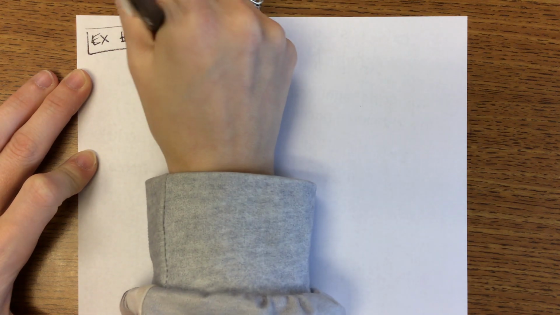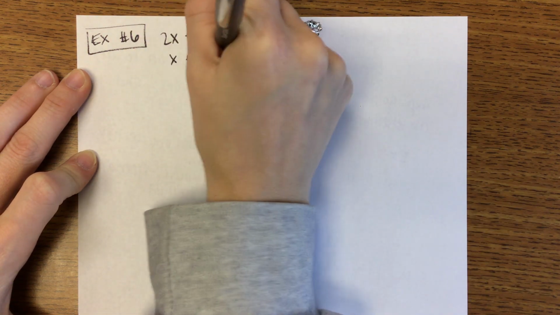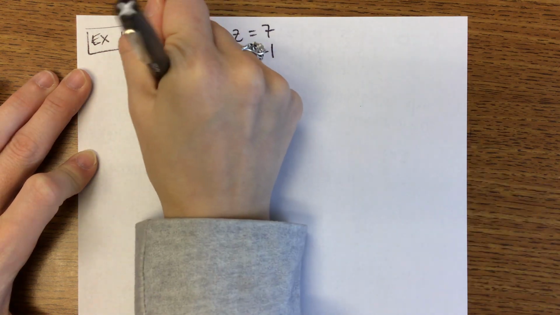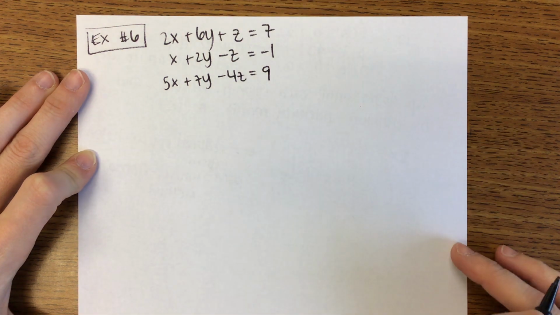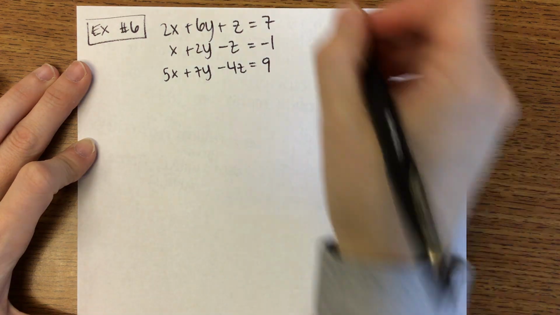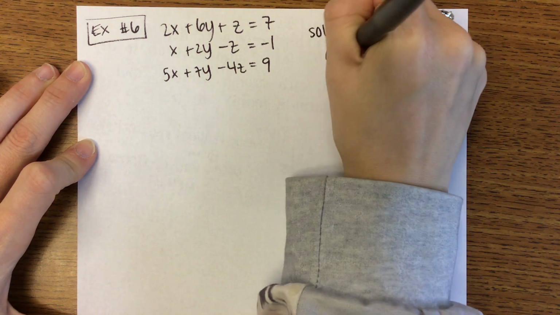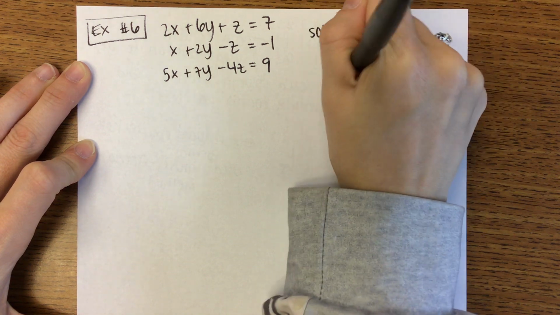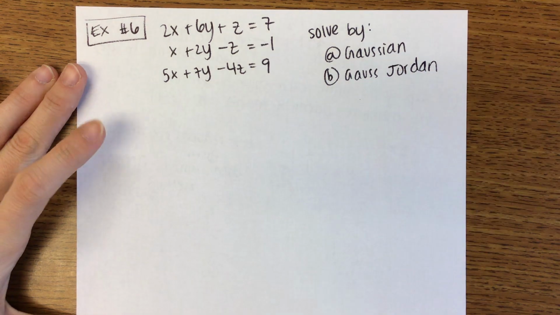The system that we are going to solve is 2x add 6y add z equals 7. x add 2y subtract z equals -1. 5x add 7y subtract 4z equals 9. We are going to solve first by Gaussian elimination, and then we are also going to do the Gauss-Jordan method.